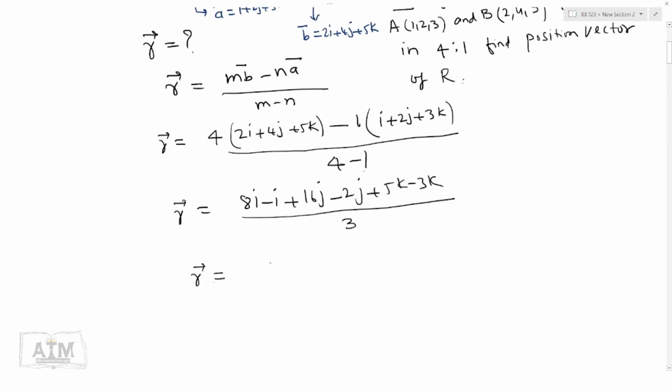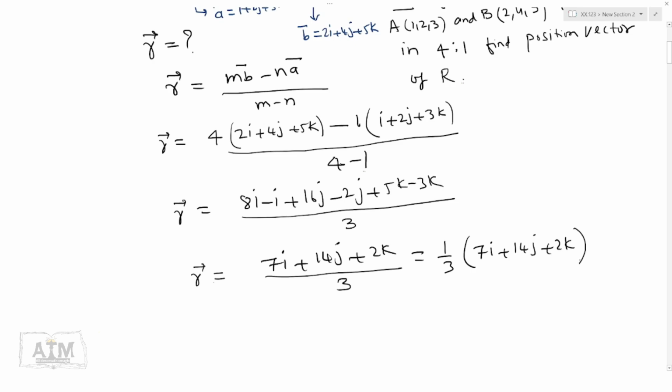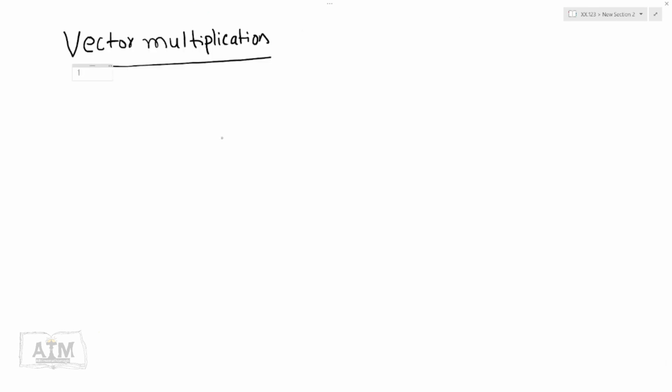So we get vector r equals (7i plus 14j plus 2k) divided by 3, which can be written as 1 upon 3 into (7i plus 14j plus 2k). This is the position vector of point R. Here, one more thing: we can multiply the vectors.